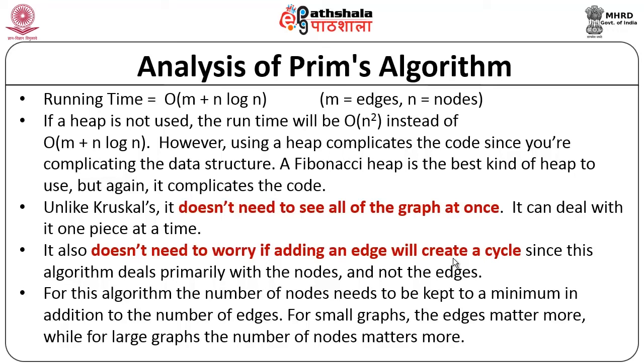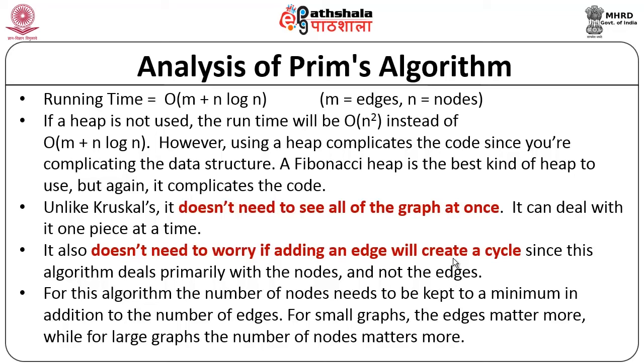However, using a heap complicates the code, since you use a complicated data structure. Fibonacci heap is the best kind of heap to use, but again it complicates the code. So, it is much more complicated to do, but if the number of edges and nodes are very high, it is worth going for that. Unlike Kruskal, it does not need to see all the graph at once. This is one of the major advantages. It can deal with one piece at a time. The idea is, if you have a large graph, what do you look at in Prim's algorithm?